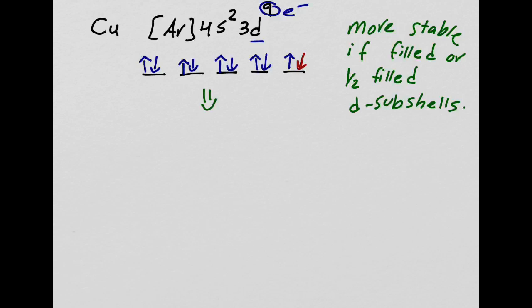I'm going to repeat it again. It's worth it to spend the energy and get one electron from the s orbital, so you end up having a full d subshell. So your d orbitals are filled. In that case, the argon electron configuration is 4s1 and 3d10.